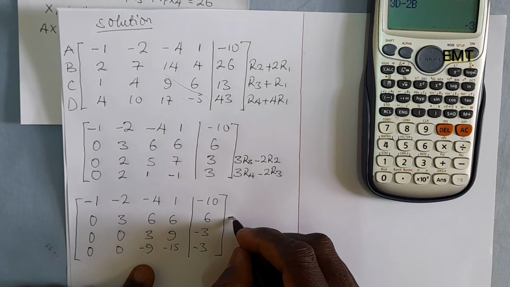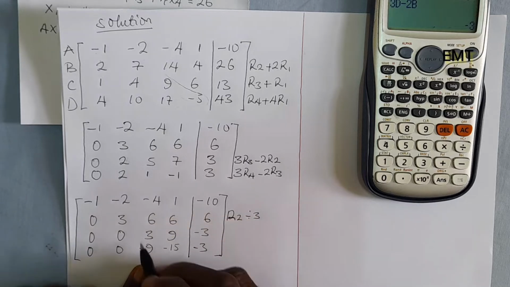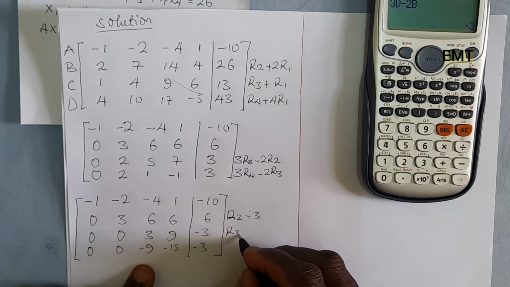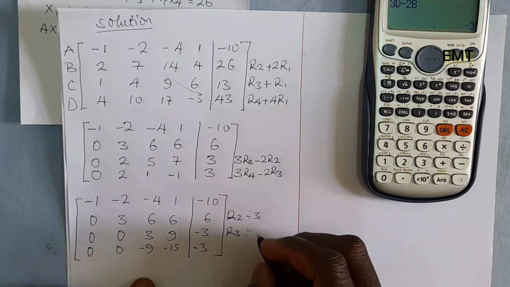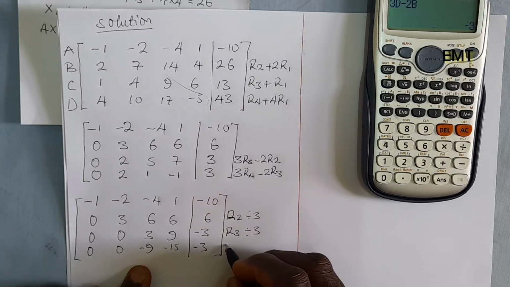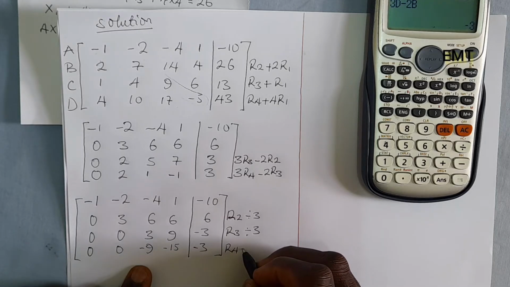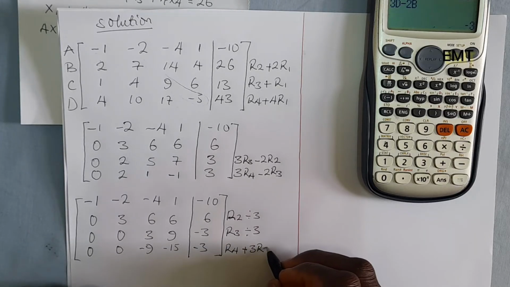So we can take row 2, we divide it by 3. We take row 3, we do the same. We know that that will also give us ones, and it will make our work easier. Then for row 4, we have to take row 4. Now we add it to 3, row 3.